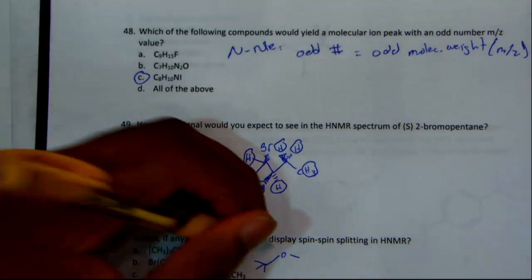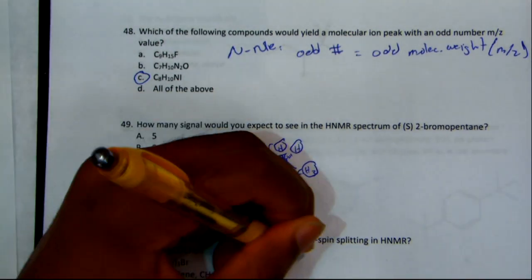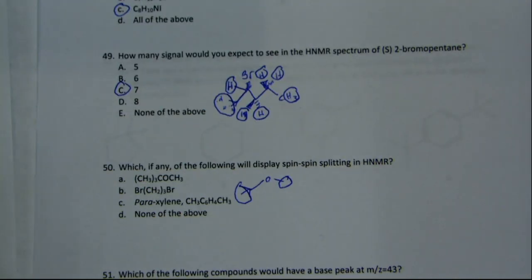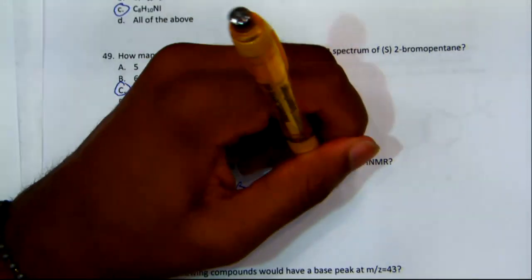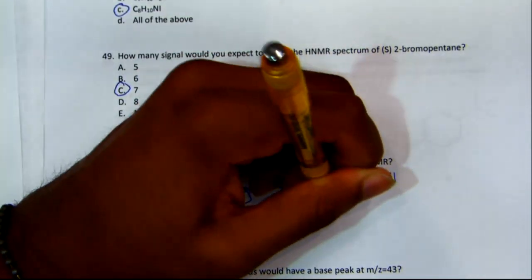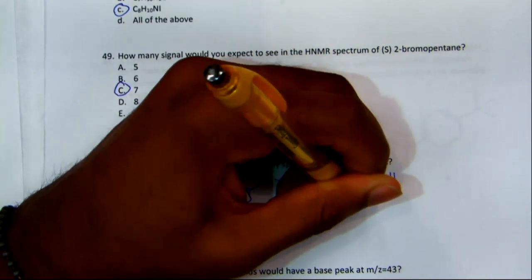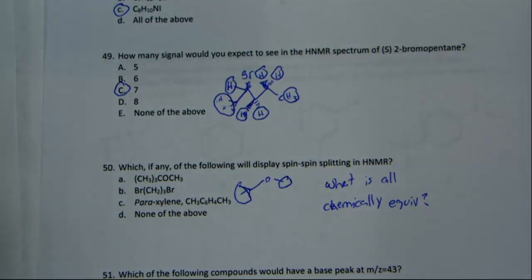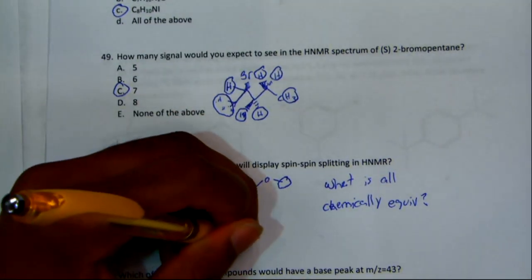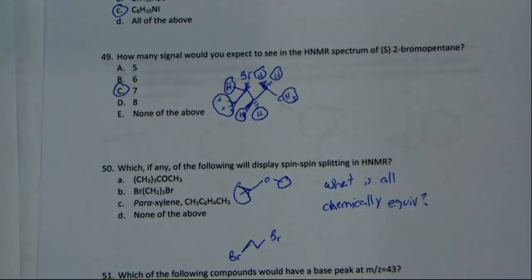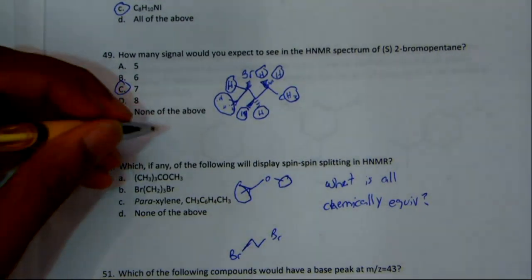So not all the hydrogens are chemically equivalent. These are, but this one isn't, right? Does that make sense? So all it's asking is what is all chemically equivalent. Okay? So in this case, for B, these hydrogens are all chemically equivalent. So the answer is B.